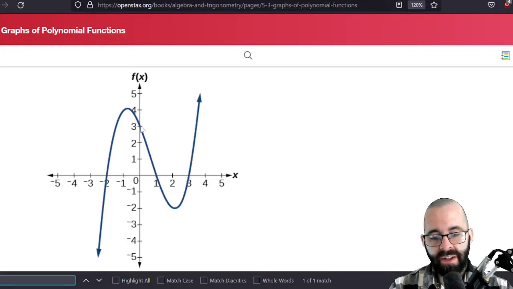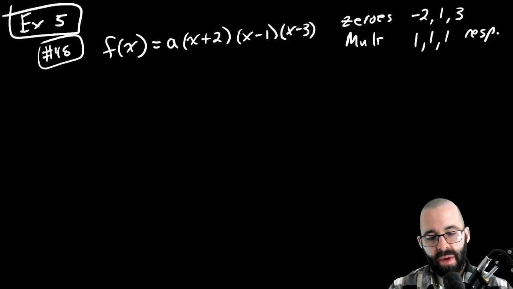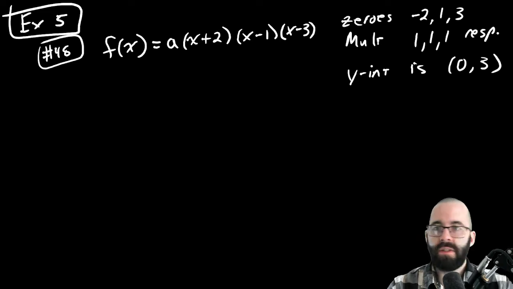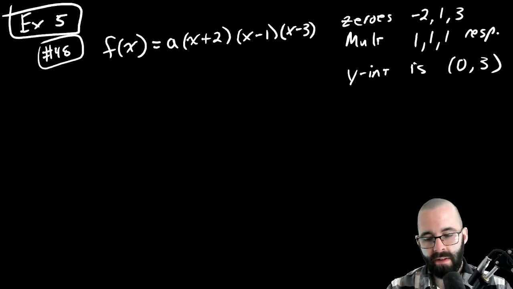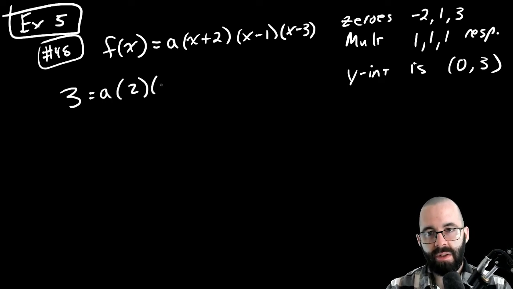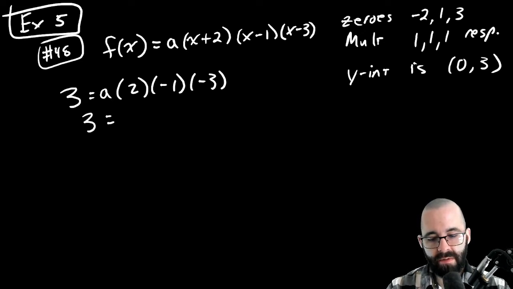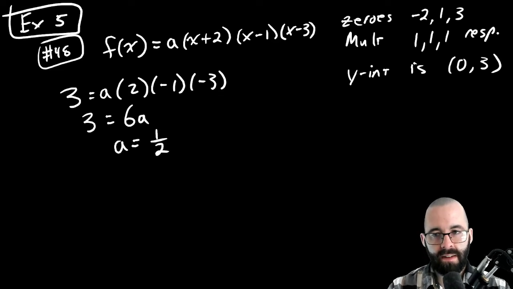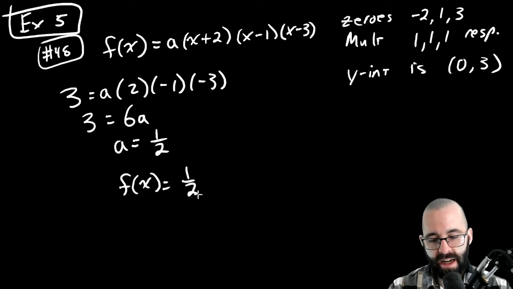To find that A value, we look at the y-intercept. The y-intercept is +3. So you just plug in that point and solve for A. The 3 is A times, when x is 0, this becomes 2 times -1 times -3. Simplify that out. That becomes a +6a. Divide both sides by 6. A is 1/2. So f of x is equal to 1/2 times x plus 2 times x minus 1 times x minus 3.